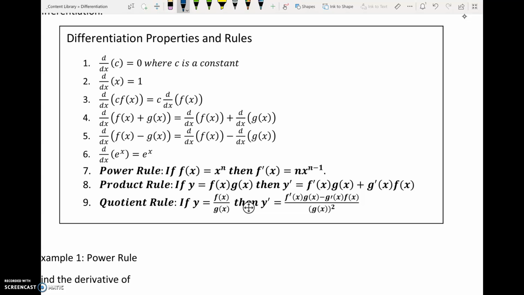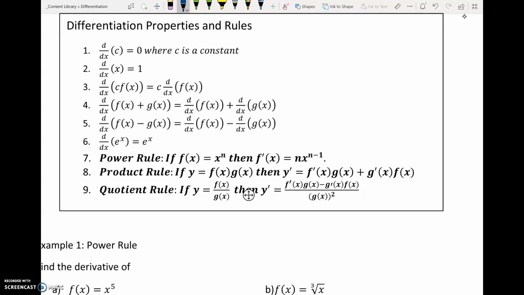Your sixth property is the derivative of e to the x is going to be the same thing, e to the x. And that's just a rule. And then product rule, power rule, and quotient rule are pretty important because you're going to use them time and time again. The power rule is, whenever you have a power and some variable, then to take the derivative of x to the n, you're going to bring down the n to the front like a coefficient, and then subtract 1 from the exponent.